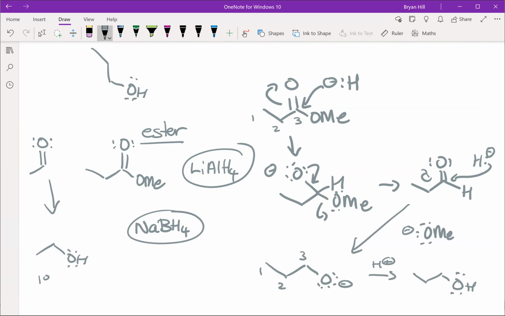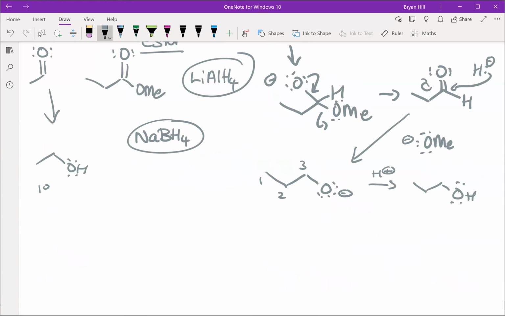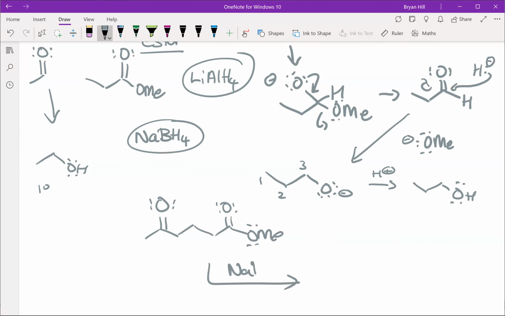an ester. So if you had, say, a molecule like this, if you put in sodium borohydride, you would only reduce the ketone. You wouldn't touch the ester. But you'd get the aldehyde.